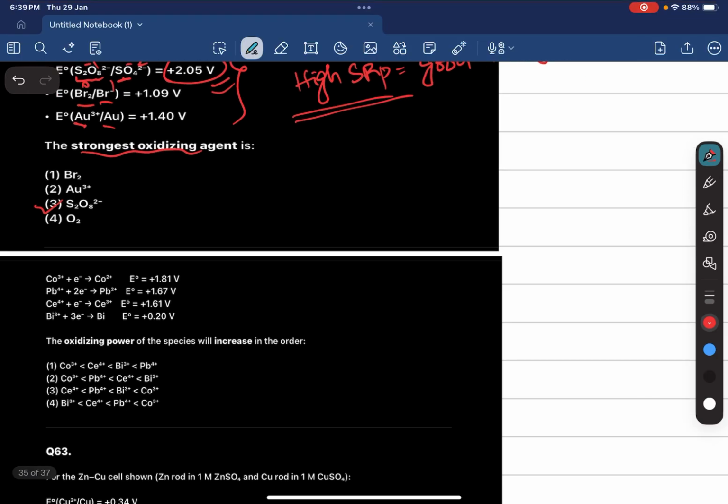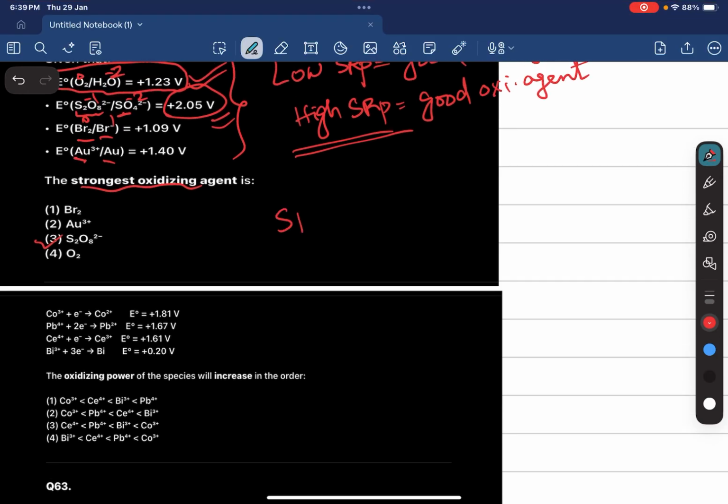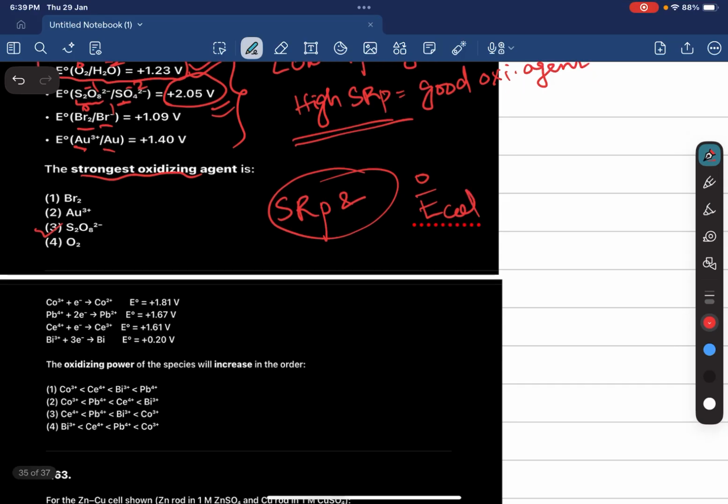Hope it is clear. And the SRP or E naught values don't depend on the number of electrons transferred. That is most important, because E naught cell is a non-additive property.